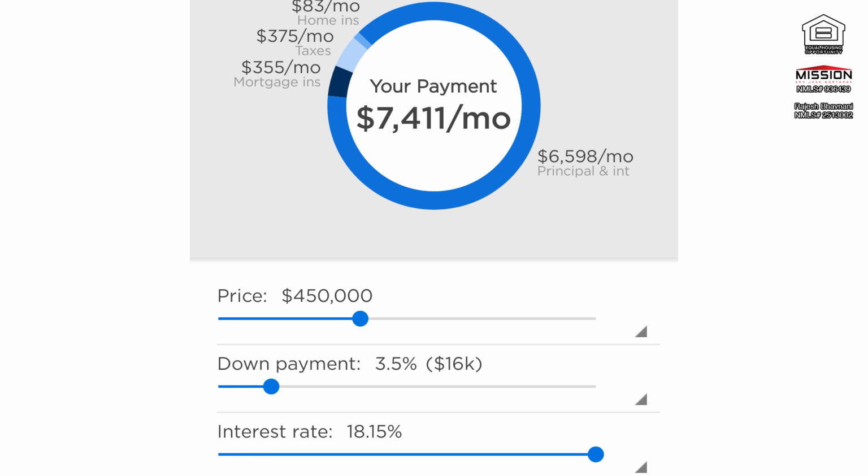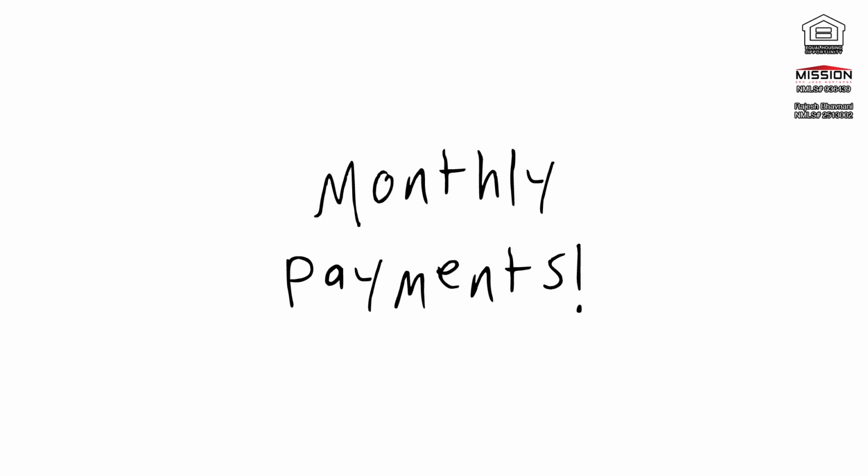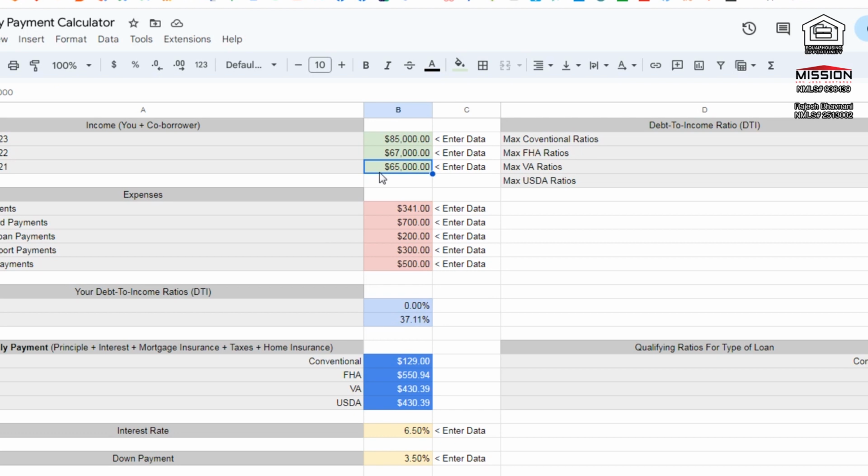rates were relatively low. So the real question to me isn't interest rates, but monthly payments. Just how much monthly payments can you afford? I created a free calculator to help you figure that out.